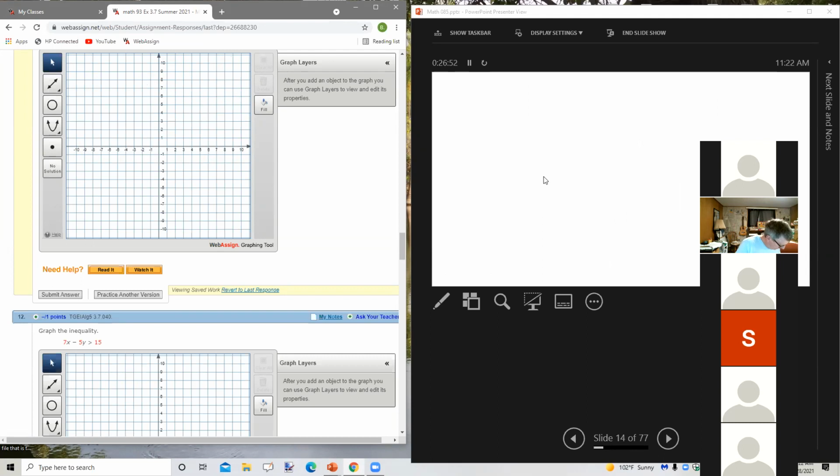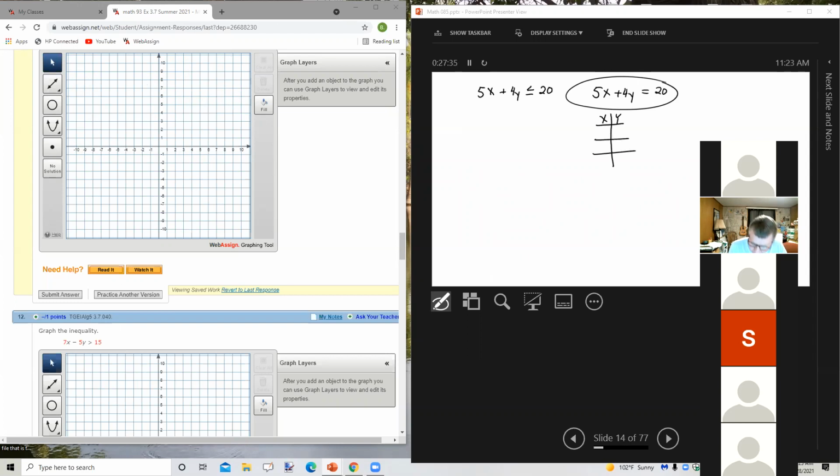Okay, let's see here. This says 5x plus 4y is less than or equal to 20. All right. So this is an inequality, but it also includes the equal to. The first thing I'm going to do is create the related equation. I'm going to use this to plot my points. So I'm going to make a table and I'm going to find two ordered pairs. I'm going to go ahead and use the intercepts this time.